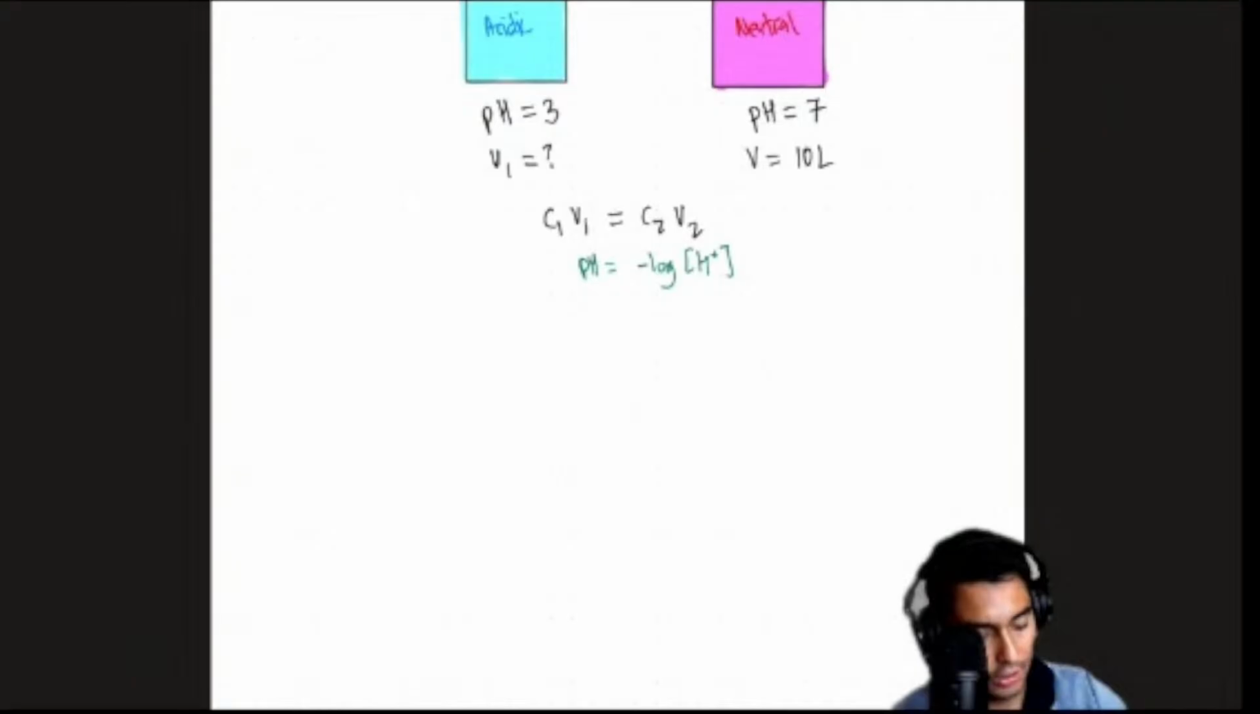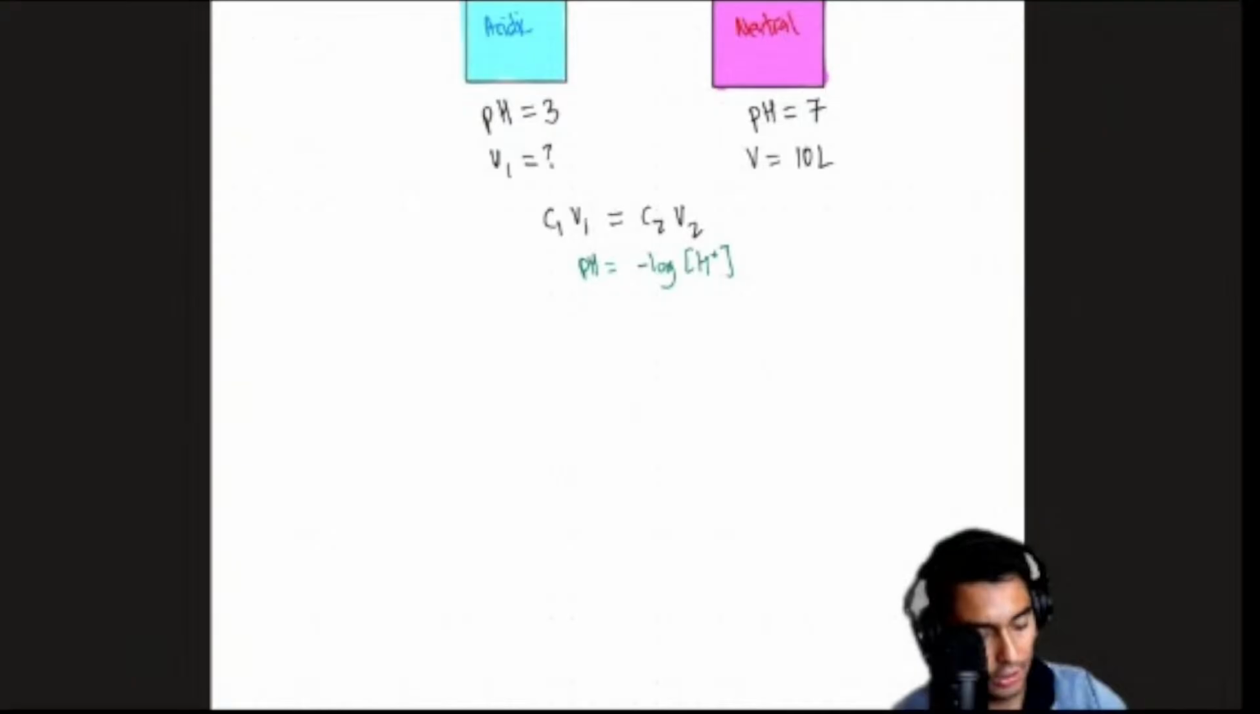If this is a variable here and this is negative log of H+, what do I have to do to solve for H+? I'm basically going to do 10 to the power of both sides. Very good, Caffeine. Caffeine said take 10 to the power of both sides so that I can cancel out that log. Therefore, a new formula effectively is H plus concentration equals 10 to the minus pH.